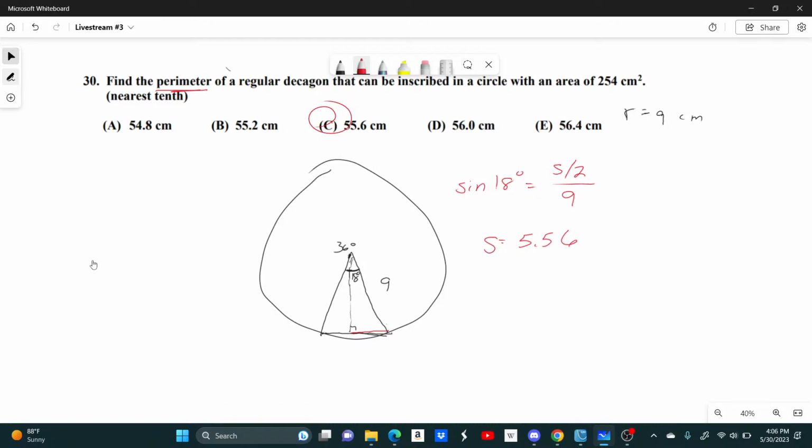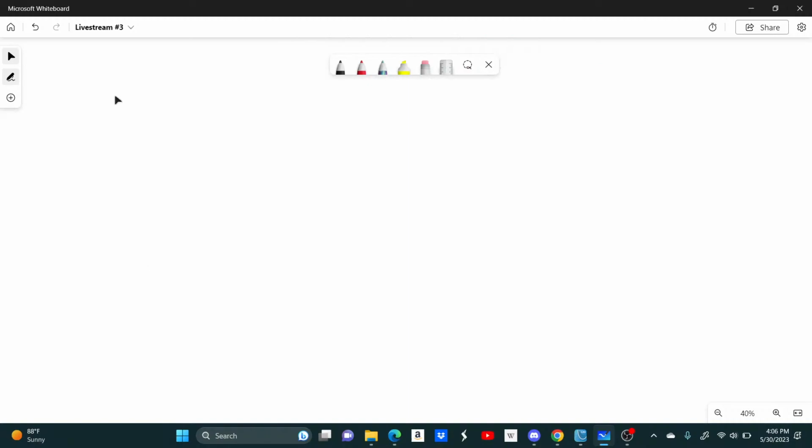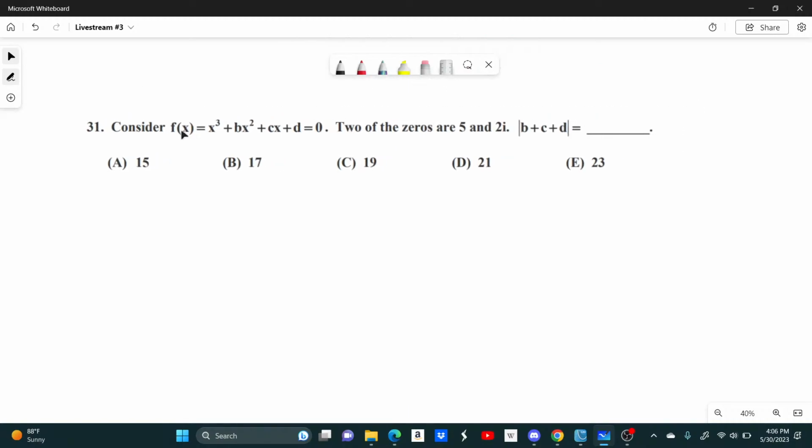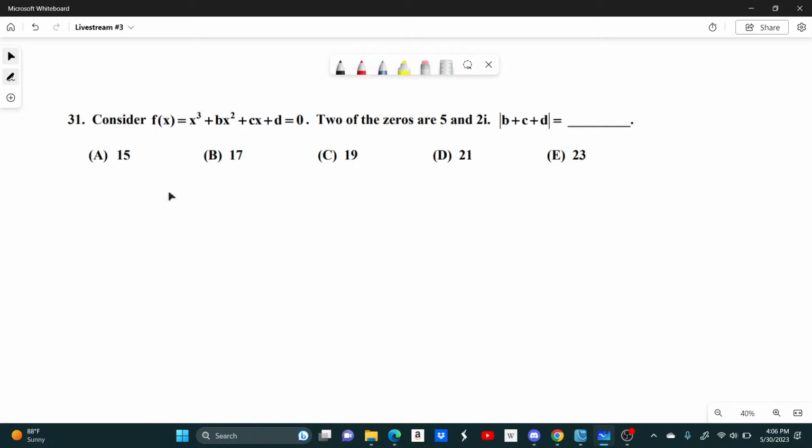In the meantime, though, let's look at number 31. All right, consider f of x equals x cubed plus bx squared plus cx plus d equals 0. 2 of the zeros are 5 and 2i. Find b plus c plus d.